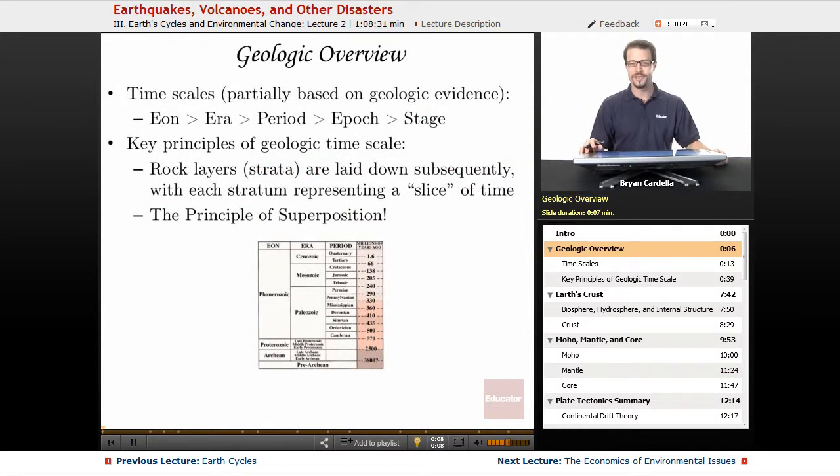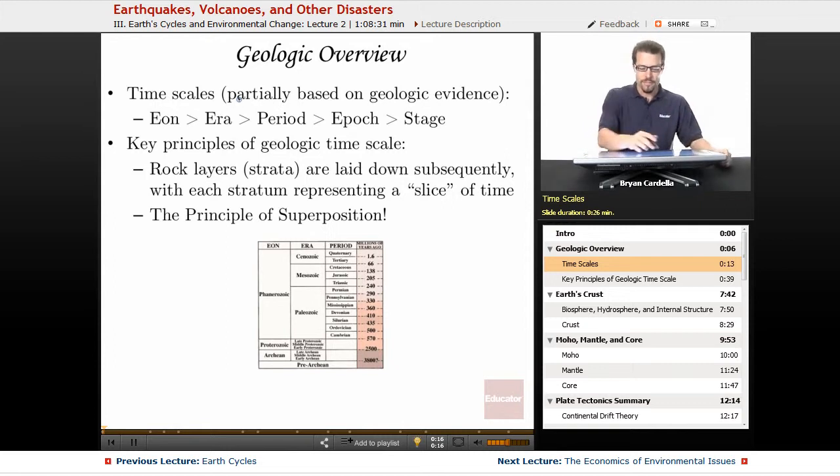All right, a little geologic overview for you. This is actually somewhat of a review from general biology. The time scales in terms of measuring periods of time on our Earth are partially based on geologic evidence. Eons are the longest periods of time. Within eons you have eras, within eras you have periods, within those you have epochs, and then within those you have stages. Here are the three most lengthy periods or increments.